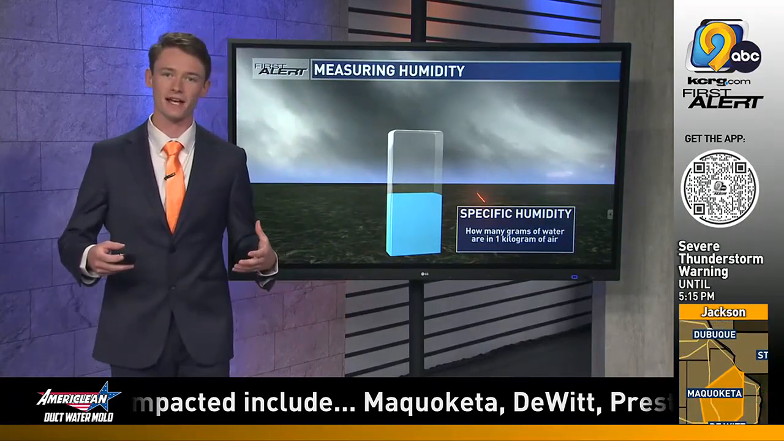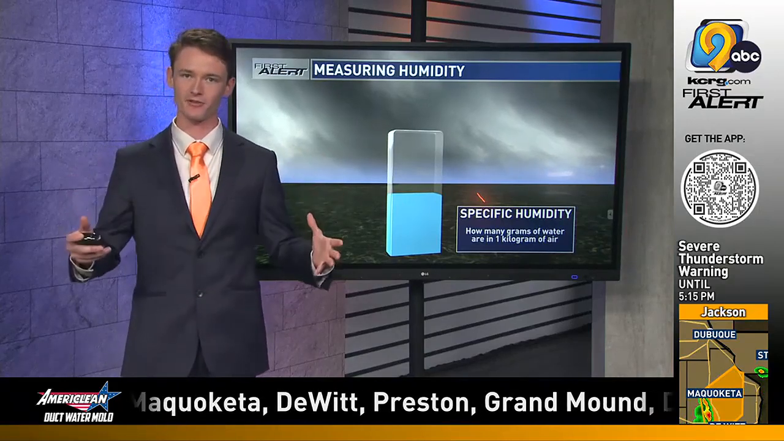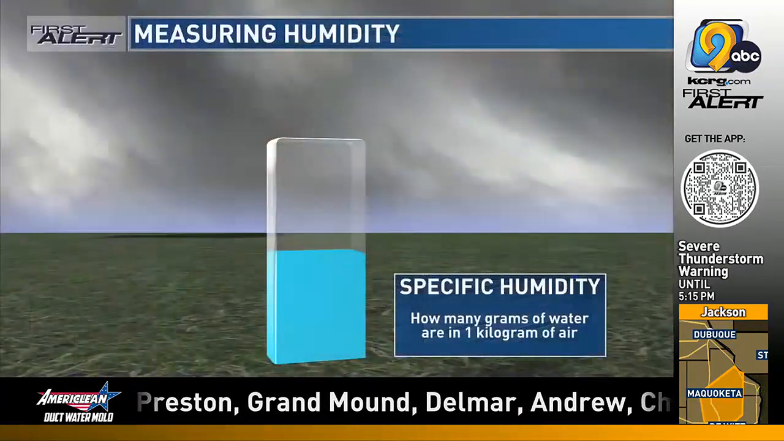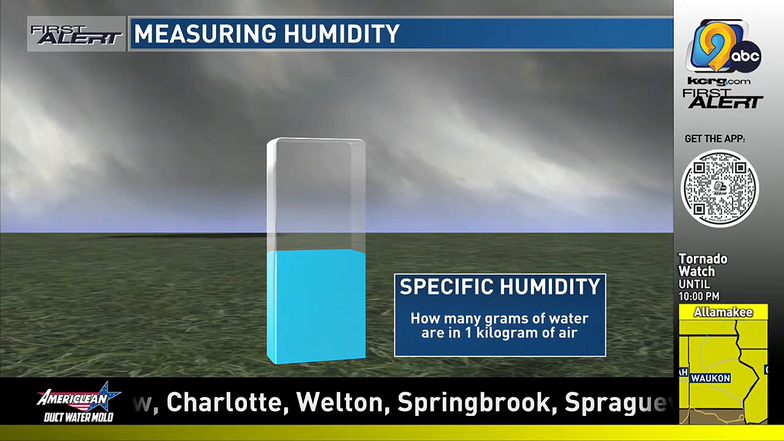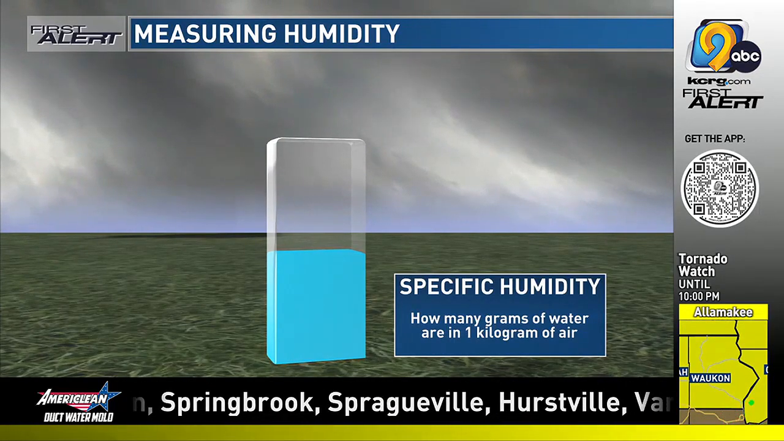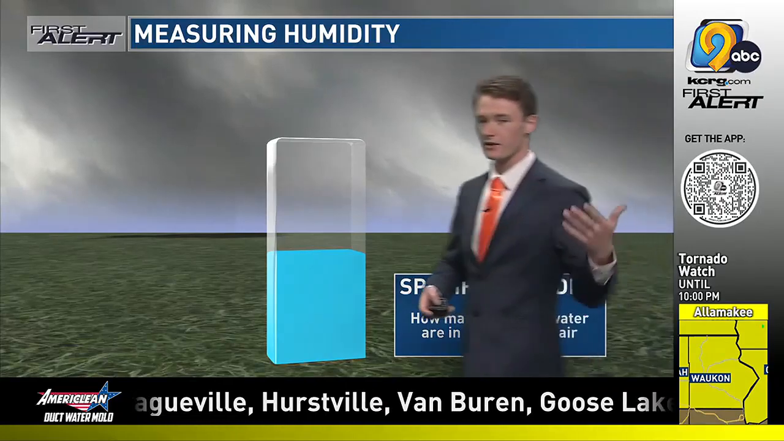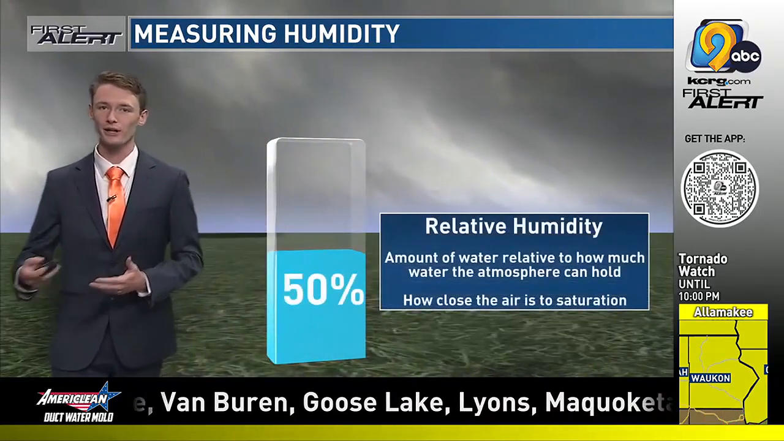Typically what we do to measure that is we take a mass of air, say a kilogram of air, and we look at how many grams of water are in that air mass. So the specific humidity, again, is kind of an absolute measure of looking at exactly how much water is in the air. Another type of humidity that we use is called relative humidity.